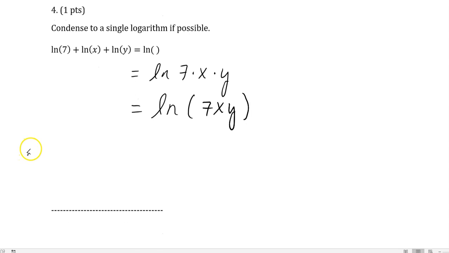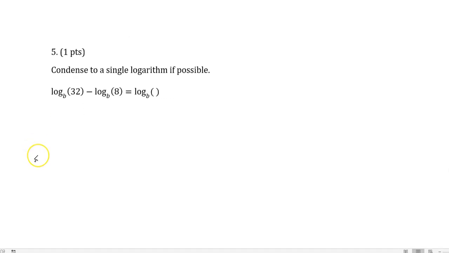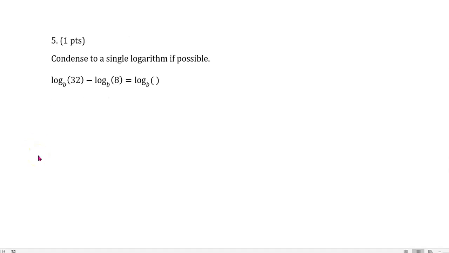Let's take a look at the next problem, which is number 5. In number 5, we again want to condense to a single logarithm if possible. In this case, notice that we have only the coefficient 1 in front of log base b of 32 and a negative 1 in front of log base b of 8. The negative can be thought of as subtraction, and that would leave the coefficient to be a positive 1.